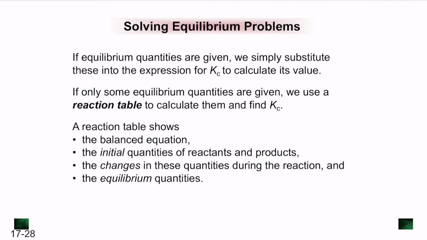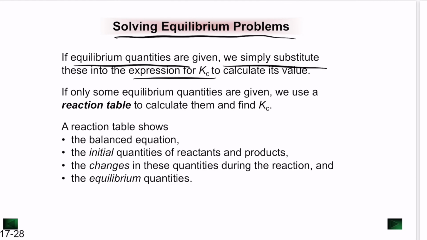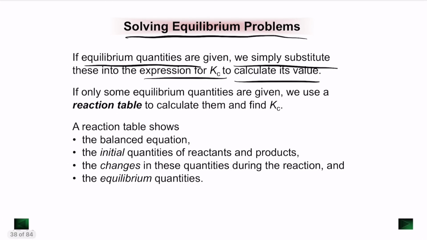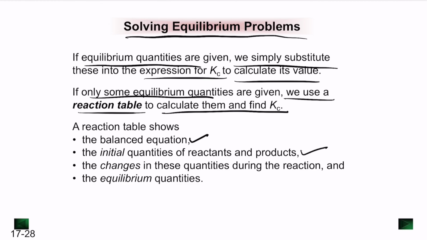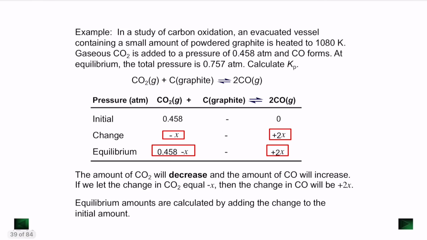Next, let's take a look at how to solve equilibrium problems. If equilibrium quantities are given, we generally substitute them into the expression for Kc to calculate its value. If only some equilibrium quantities are given, we generally use what we call the reaction table to calculate them and find the equilibrium constant. What does the equilibrium reaction table show? First, it shows the balanced equation. Second, the initial quantities of reactants and products. Third, the changes in these quantities during the reaction. And finally, the equilibrium quantities.